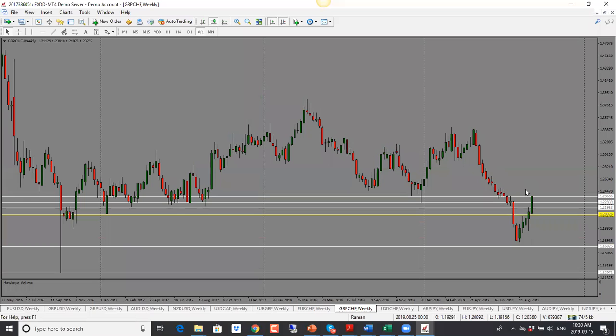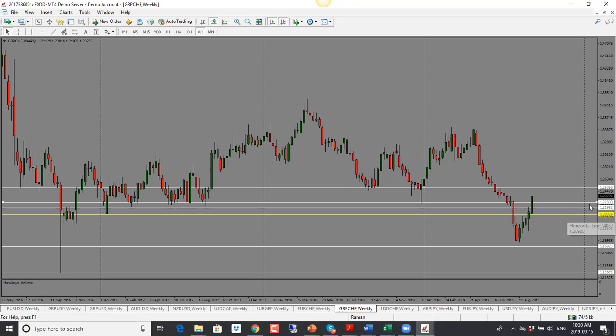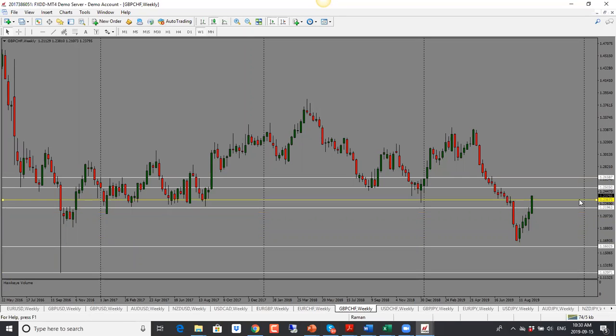Pound Swiss franc, this is looking very bullish here, a very, very strong candle. So bias is bullish. Next target is 1.2500, and the next target after that would be 1.2650. So bias is bullish. Potential pullback into 1.2300 and then a further move to the upside. So something like this, a pullback and then a further move higher. So bias is bullish here for pound Swiss franc.